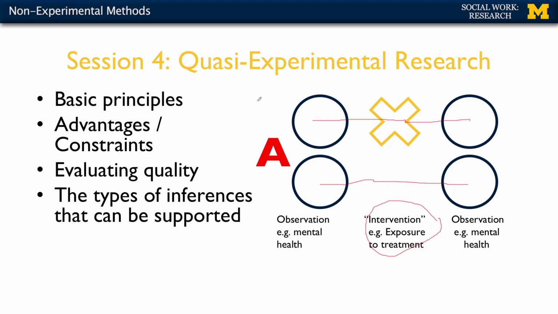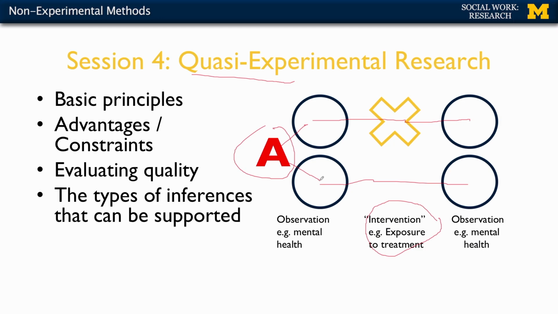This situation is what we call a quasi-experiment. And that's the reason that we have this A on the slide. The A denotes that there's some kind of assignment. Some people are assigned to participate in the treatment. Some people are assigned not to participate in the treatment.